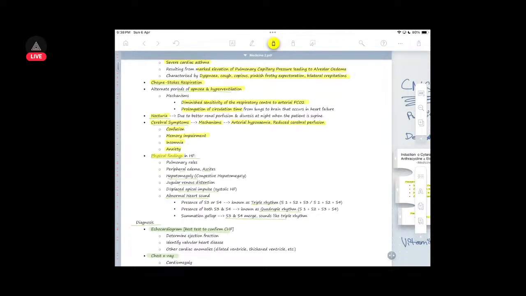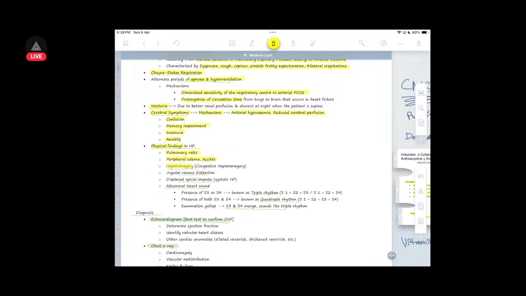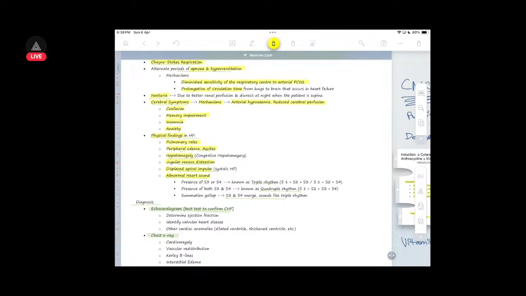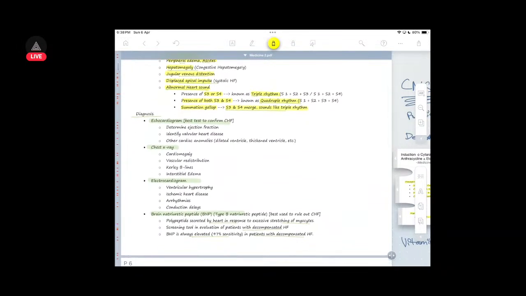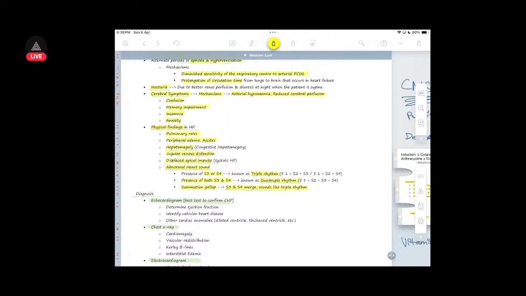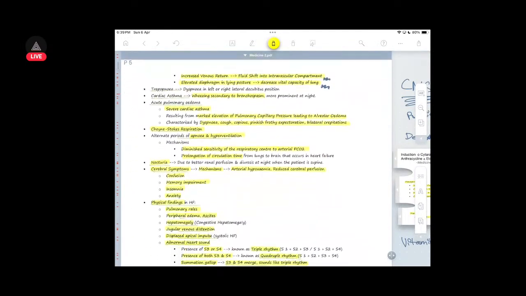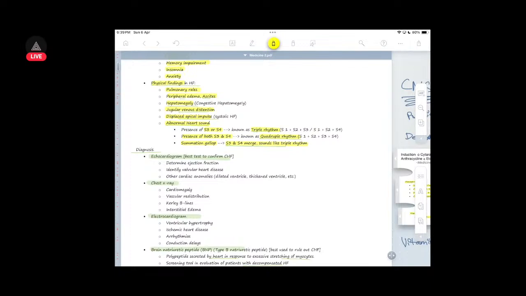So physical findings: pulmonary rales, peripheral edema, ascites, hepatomegaly, jugular vein distension, displaced apical impulse, abnormal heart sounds. S3 or S4 is known as triple rhythm, S1, S2, S3 or S1, S2, S4. Presence of both S3 and S4 is quadruple rhythm. Summation gallop is when S3 and S4 merge, sounding like a triple rhythm. These are just findings in heart failure. S1, S3 will be there.